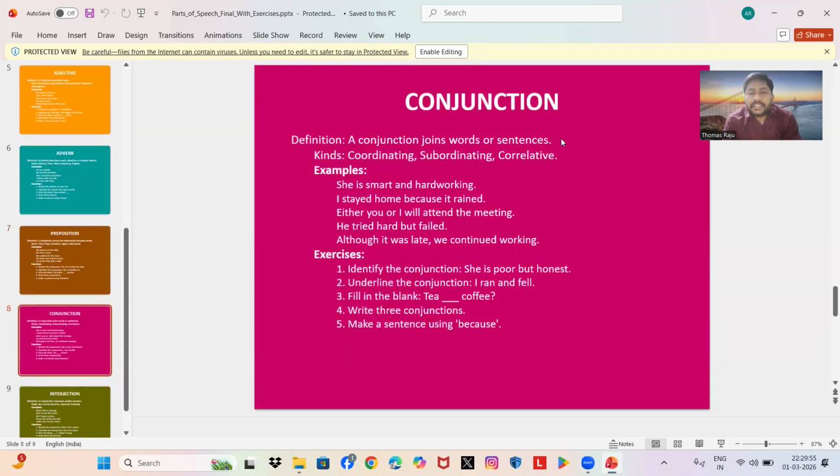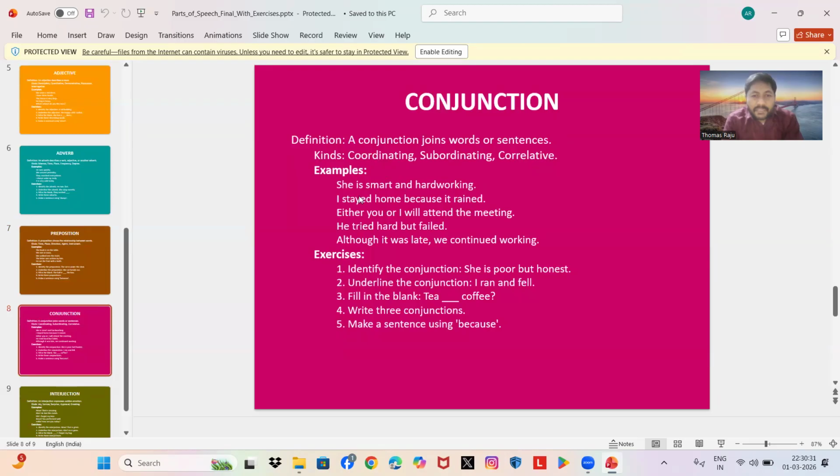Next, conjunction. What is a conjunction? The conjunction joins words or sentences. Conjunction connects words, phrases, clauses, or sentences. The kinds of conjunctions are coordinating conjunctions, subordinating conjunctions, and correlative conjunctions. I'll explain these in detail when I make a video on simple, compound, and complex sentences, that is, synthesis of sentences.